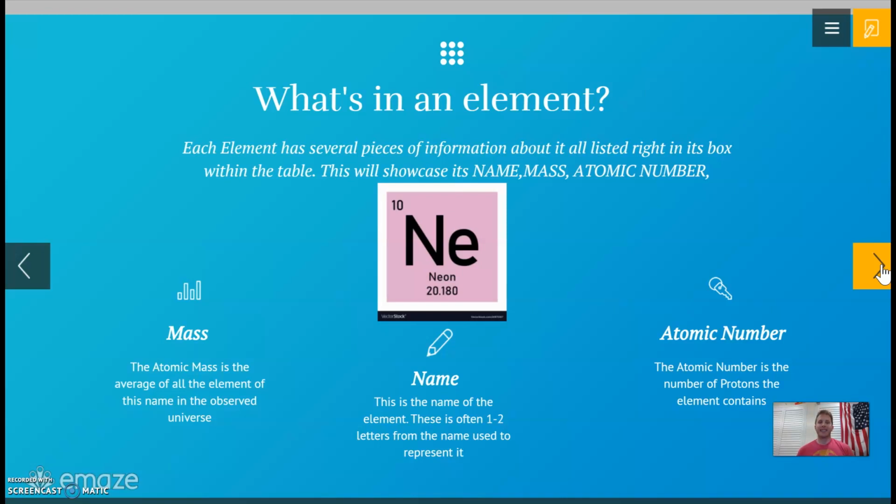So the mass is the atomic mass number. It's usually the larger number. This is the combination of the protons and the neutrons in the core of the element or in the core of the atom.